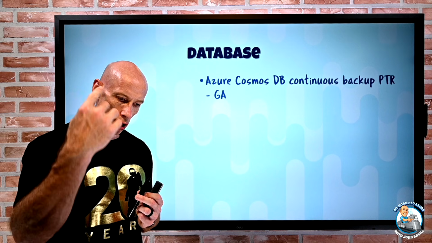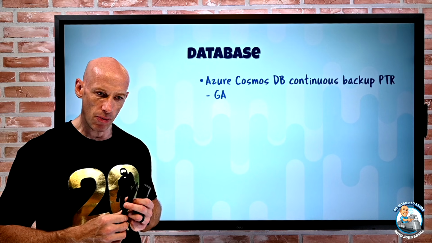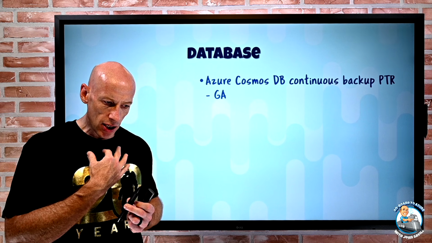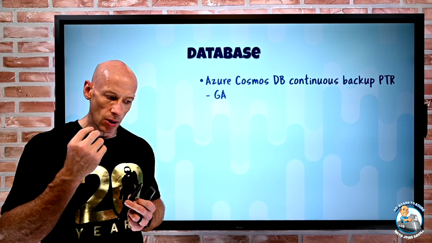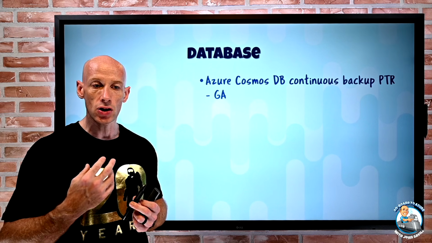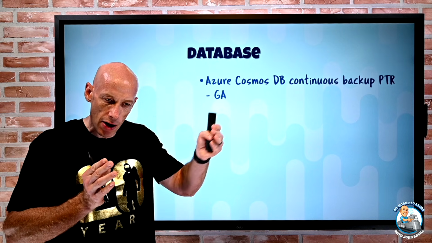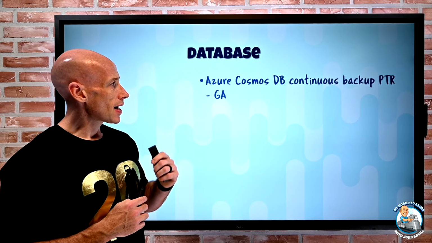And then Cosmos DB, continuous backup point in time restore went GA. So this is this constant backup of my Cosmos DB. And now I, through things like the portal, can perform a very granular restoration of my data from any point in the last 30 days. So that is now GA.